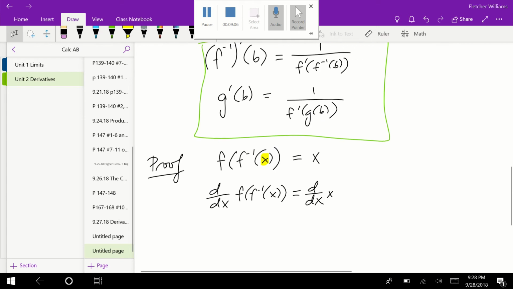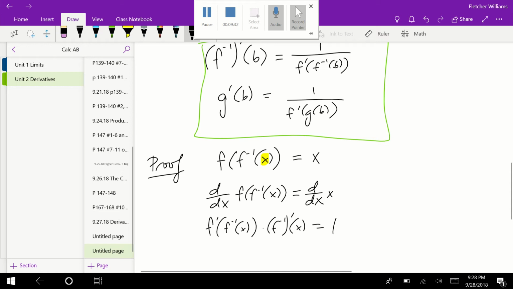And since we've shown that the chain rule is true, we know that the left side is just the derivative of the outside, leaves the inside the same, times the derivative of the inside. Okay, all of that's equal to derivative of x, which is 1.